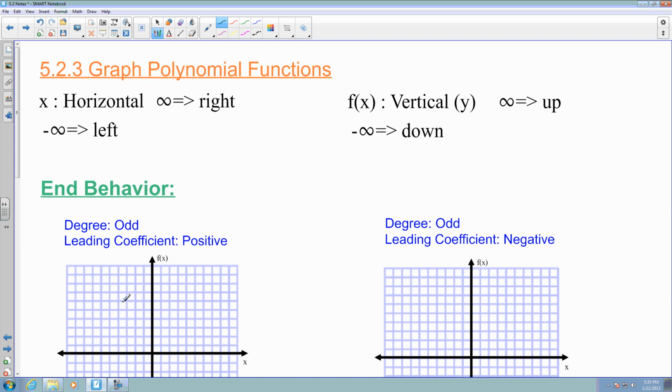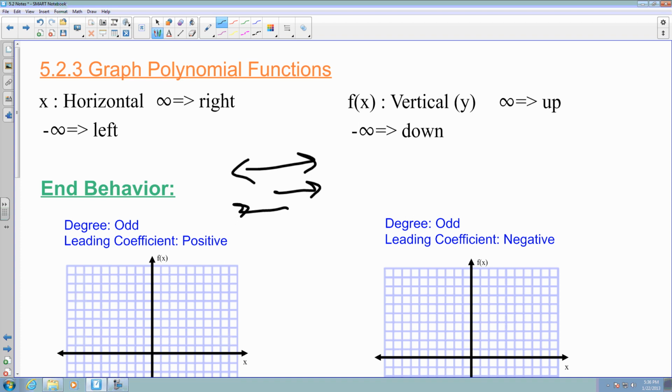Here's the portion where we're going to talk about graphing polynomial functions. When we're dealing with our x values, usually that's what we're talking about when we're going left to right or right to left, whatever that may be. If we're going to the right-hand side of our graph, that means that x is positive. If we keep going to the right, that means x is becoming really, really large. So it's going to approach what is called positive infinity.